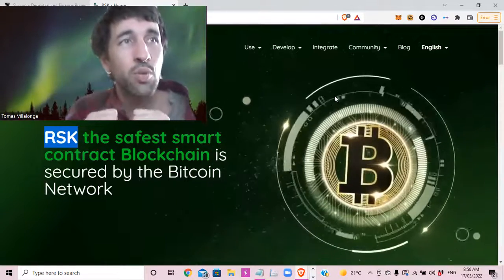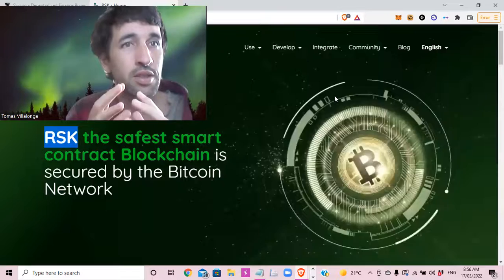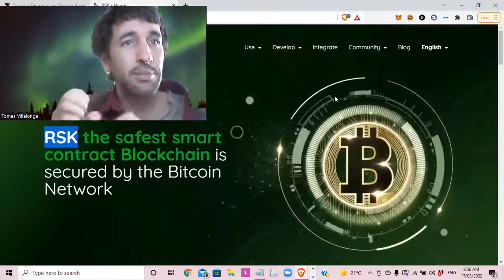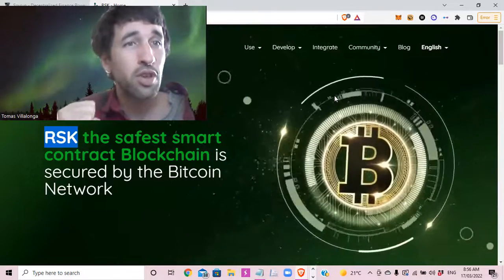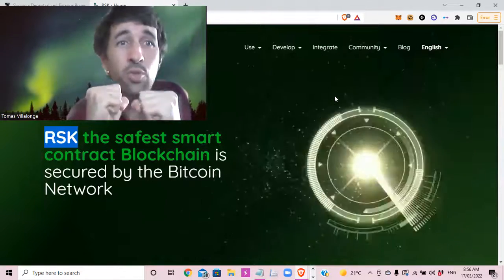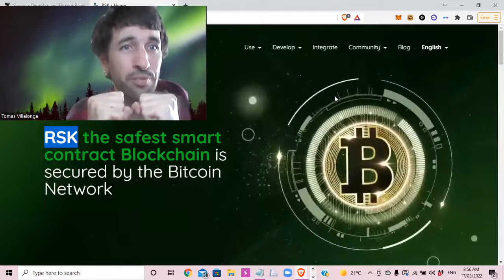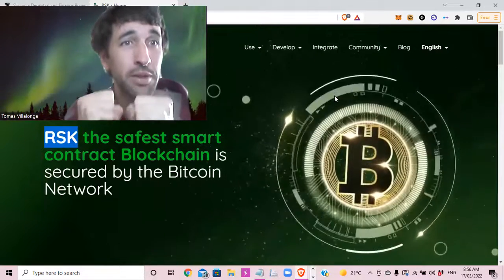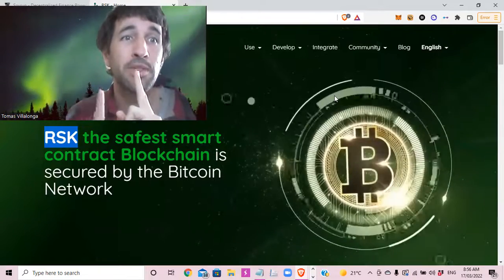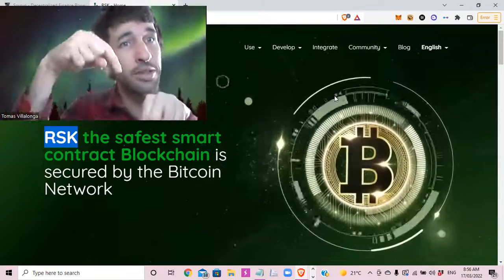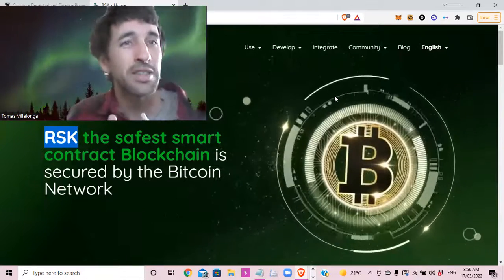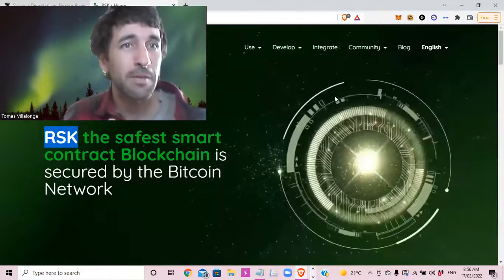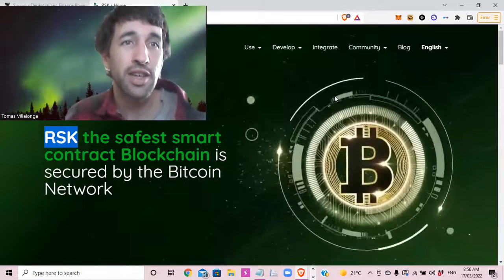So what that does is that RBTC is always collateralized on a one-to-one ratio with Bitcoin, which means that it always keeps the same price as Bitcoin. So if Bitcoin goes up, RBTC goes up. If Bitcoin goes down, RBTC goes down. So it's pretty much the same asset, but running on a different chain, the RSK chain.